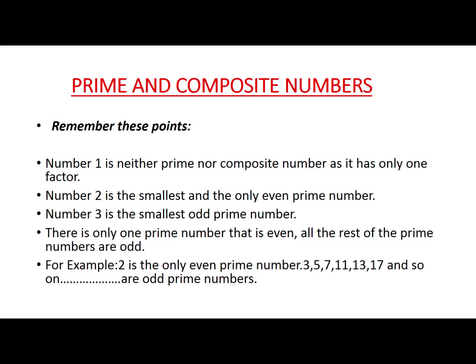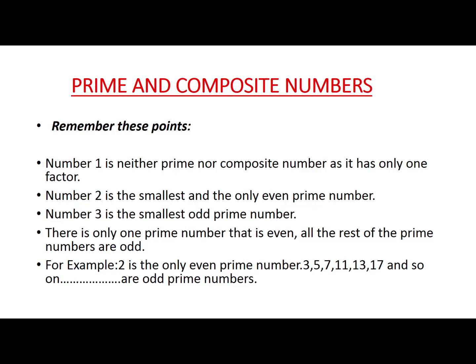Students, do you know what even numbers are? Any number that can be exactly divided by 2 is called an even number. Next, number 3 is the smallest odd prime number. It means 3 cannot be divided exactly by 2, so it is an odd number. And the interesting thing is that it is the smallest odd prime number because it has only two factors, 1 and the number itself.